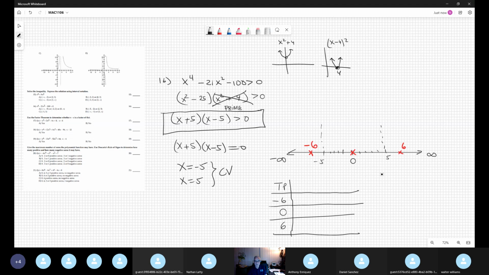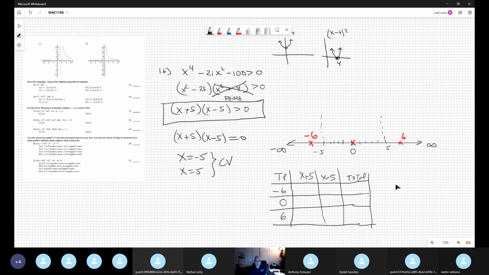And what factors do I evaluate? I evaluate the factor x plus 5, x minus 5, and the extra column, which is the total. This is my table, which is not too long.